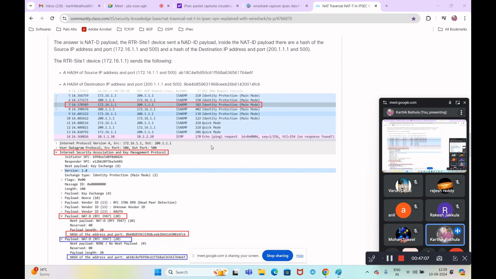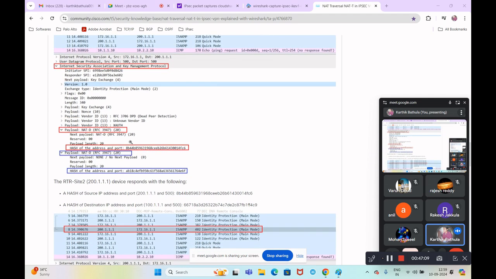Okay, NAT discovery, see here, you can see this as a NAT payload, if both the devices or both the sites support NAT traversal. See here, this is a NAT payload, where it will calculate the hash value of the source IP and source port, and the hash of the destination IP and destination port.